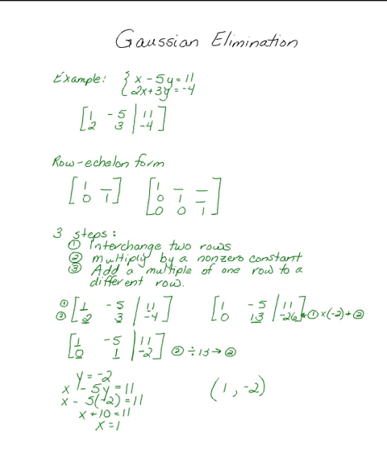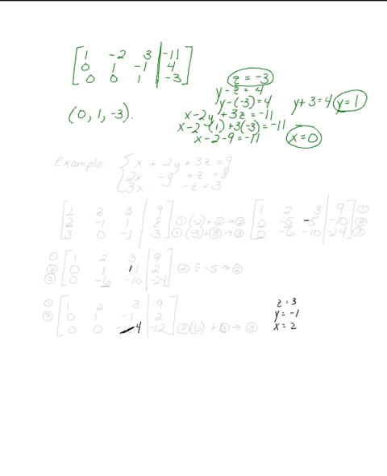We have that z is equal to negative 3, y is equal to positive 1, and x is equal to 0. Or we have the ordered triple 0, 1, negative 3. And that example is done. Okay, let's try just one more, just in case.